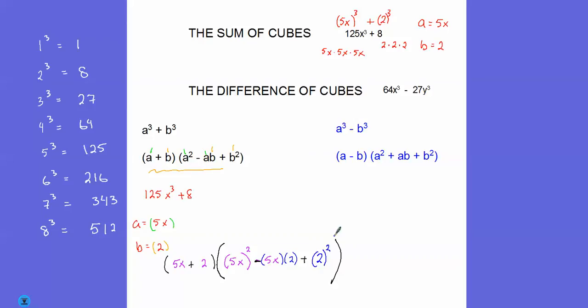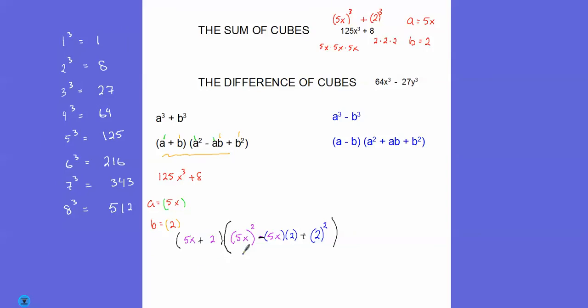Now what I need to do is to look inside of this trinomial and do a little bit of simplification, and we'll be done. So, this expression here, 5x squared, is going to be 5x multiplied by 5x, which is going to give us 25x squared.